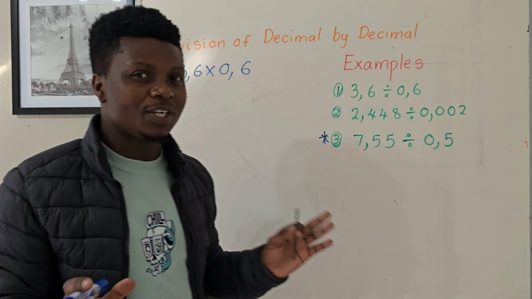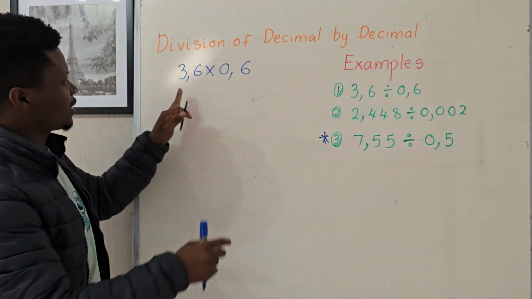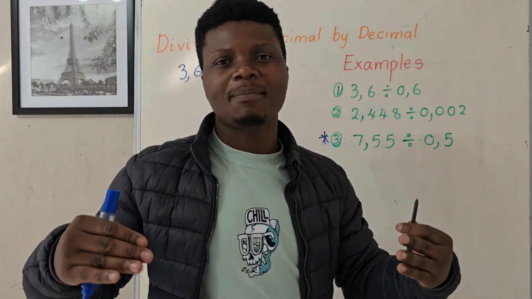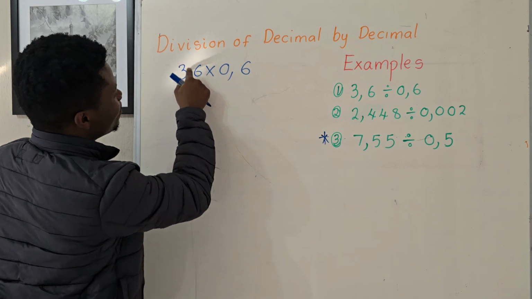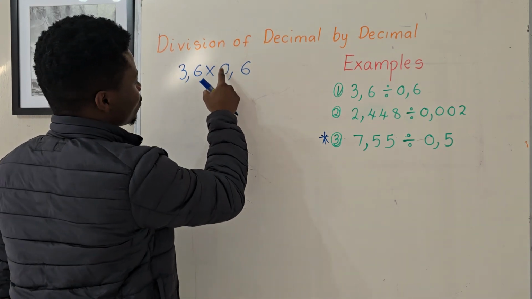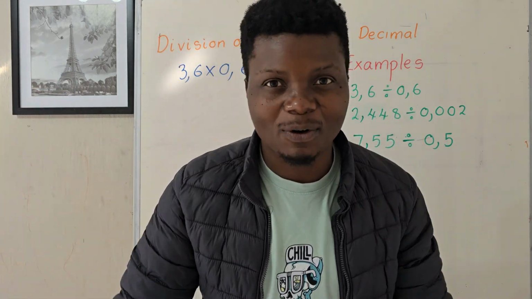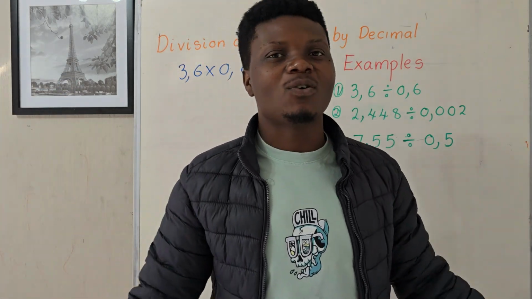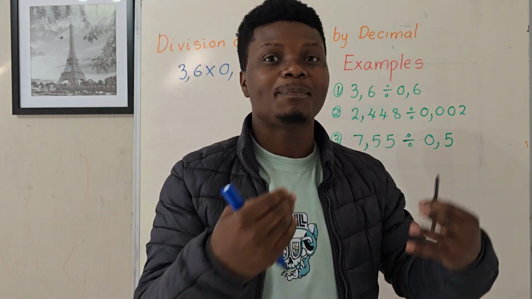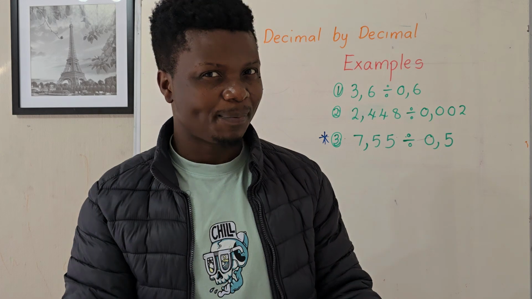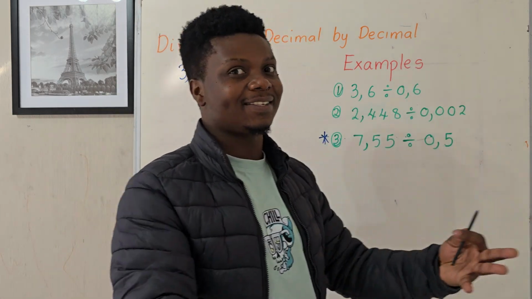For me to get rid of these decimals, I have to multiply by powers of 10. Which number actually has more decimal places? 3.6 has one decimal place after the comma. 0.6 also has one decimal place. So they all have the same number of decimal places, one after the comma. The second step is if they have one decimal place, we multiply by 10. If they have two decimal places, by 100. If they have three decimal places, by 1000, and it goes on like that.